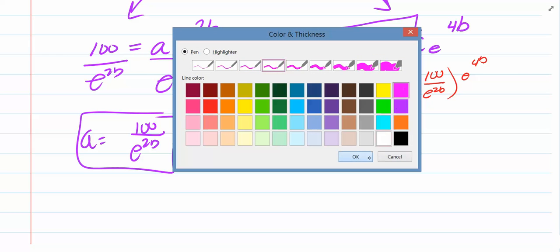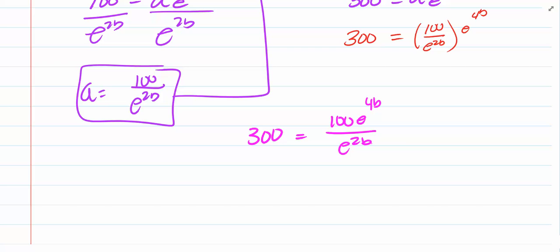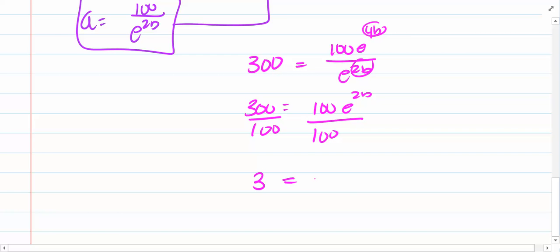Now, here's what we have. 300 equals 100 e to the 4b divided by e to the 2b. Anybody see any nice algebra that happens there? You can cancel the e to the 2b. If I have e to the 4b divided by e to the 2b, then a grand total of 100 e to the 2b, because I would subtract their exponents. 4b minus 2b is 2b. Divide by 100. You're on board. We're going to divide by 100. That leaves me with 3 is now equal to e to the 2b.